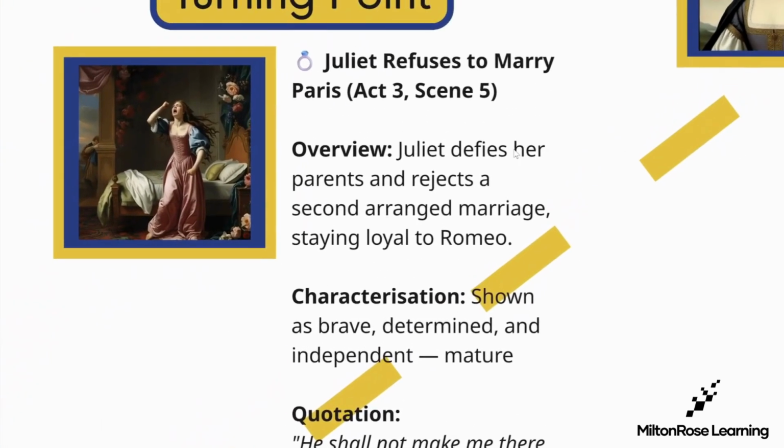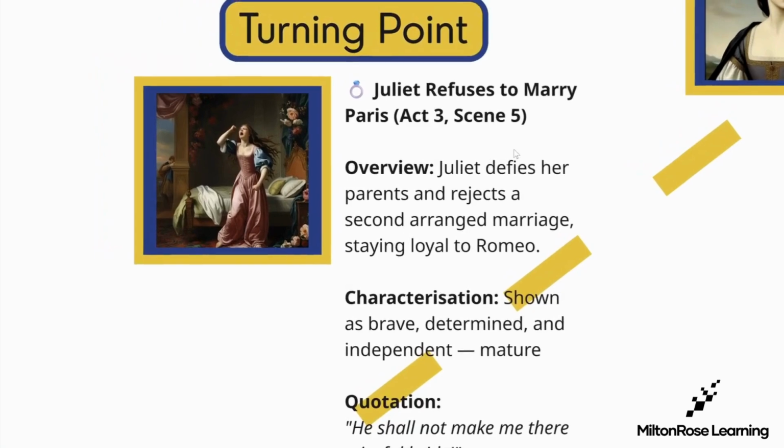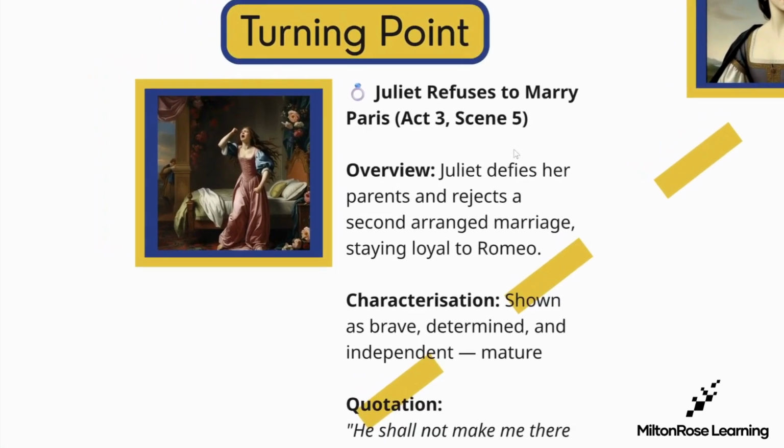And then a real turning point in the characterization is here, in my mind. So Juliet refuses to marry Paris in Act 3, Scene 5. So Juliet defies her parents and rejects a second arranged marriage, staying loyal to Romeo. So very much a transgression of patriarchy there. So in the characterization, she's shown as brave, determined and independent, extremely mature in terms of her emotions, especially from a modern day interpretation. A really good quote for that is, "He shall not make me there a joyful bride."